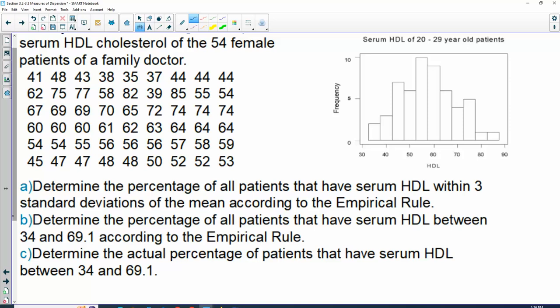So this is approximately bell-shaped. Not perfect, but real life data rarely is going to be perfect. So, empirical rule says 3 standard deviations. What percent should I get? 99.7.